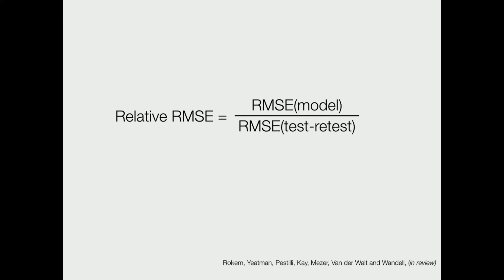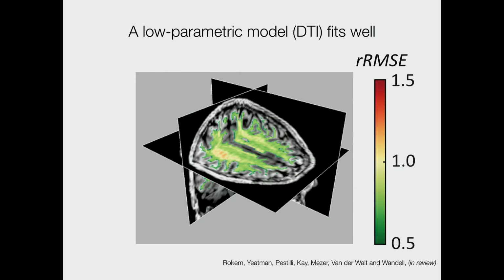And so from this, we can calculate what we call a relative root mean squared error. That would be the error in prediction from the model itself relative to the error in prediction from test-retest. And if the relative root mean squared error is smaller than 1, that means that the model that we fit is better than test-retest reliability. And we think of it as a pretty good model of that particular voxel. So let's see what that looks like.